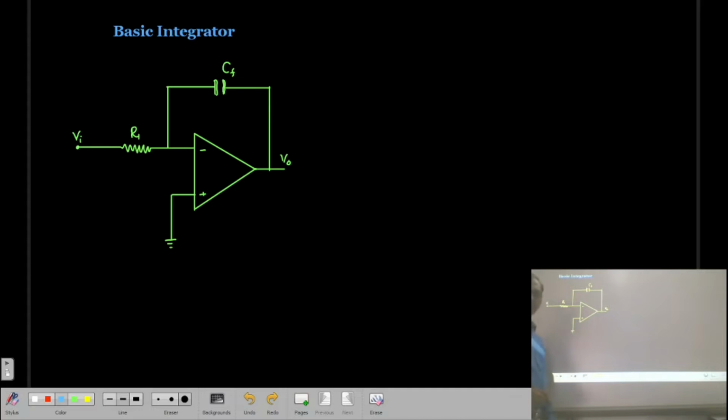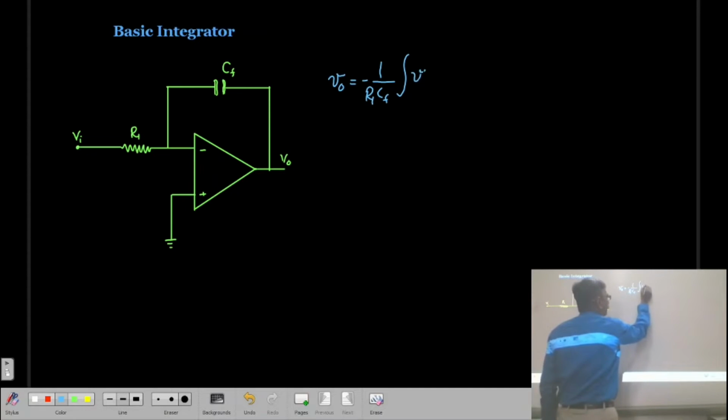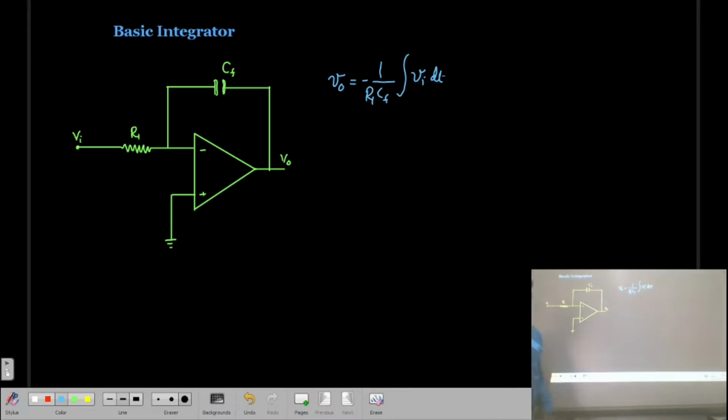and at the input the resistance R1 is connected. We know that the output voltage of the integrator is given by minus 1 upon R1 CF times the integration of your input voltage VI dt, plus some integration constant. In this way, the circuit is going to integrate your input signal.